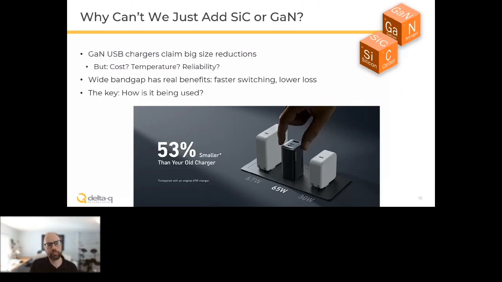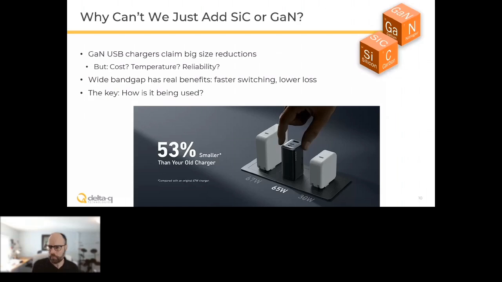So yes, the so-called wide bandgap devices, SiC and GaN, do have real benefits. They can definitely switch faster. They can switch with lower loss. The key really is how is that being used? Given the extra cost, given the complexity, given maybe impacts on EMC, on the switching noise, how do you use those devices in a way that has the most benefit and the most bang for the buck?